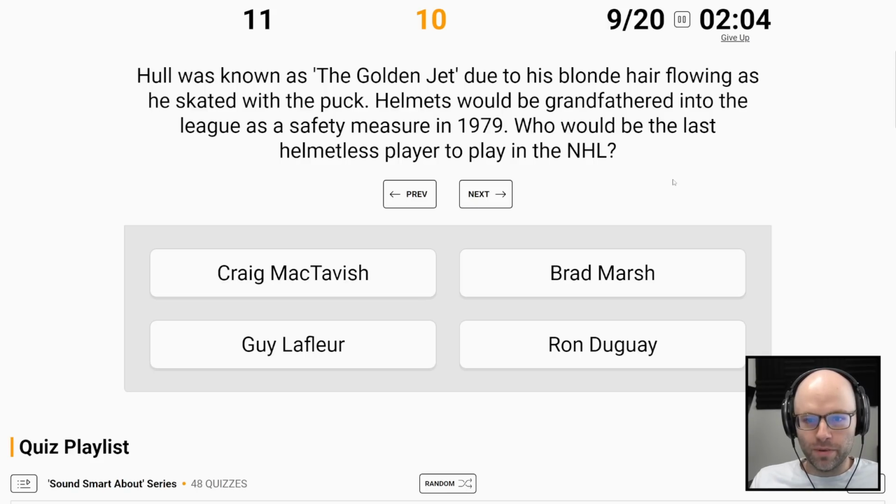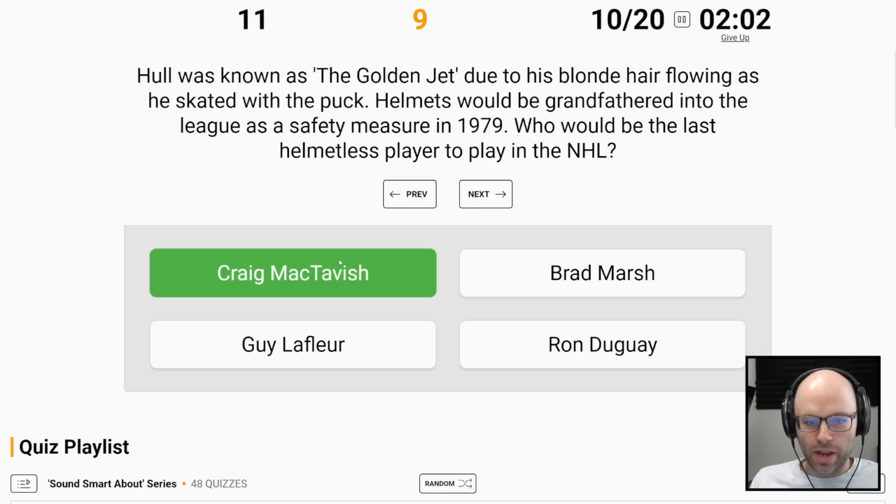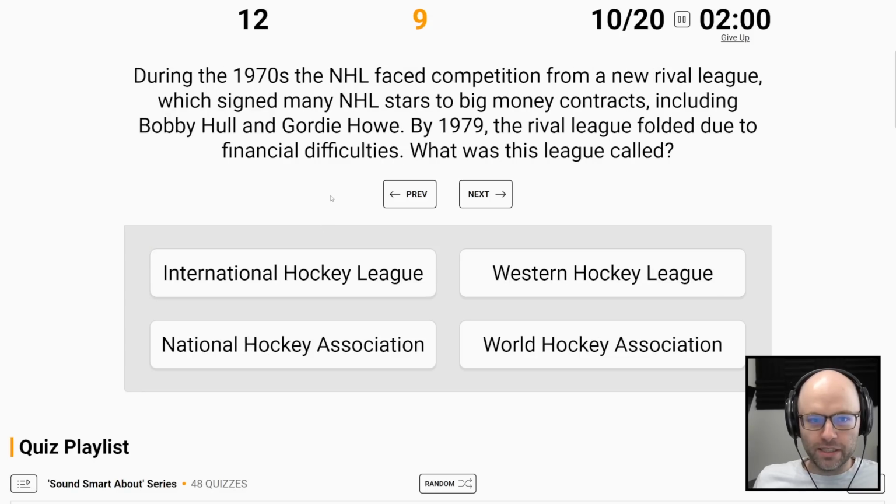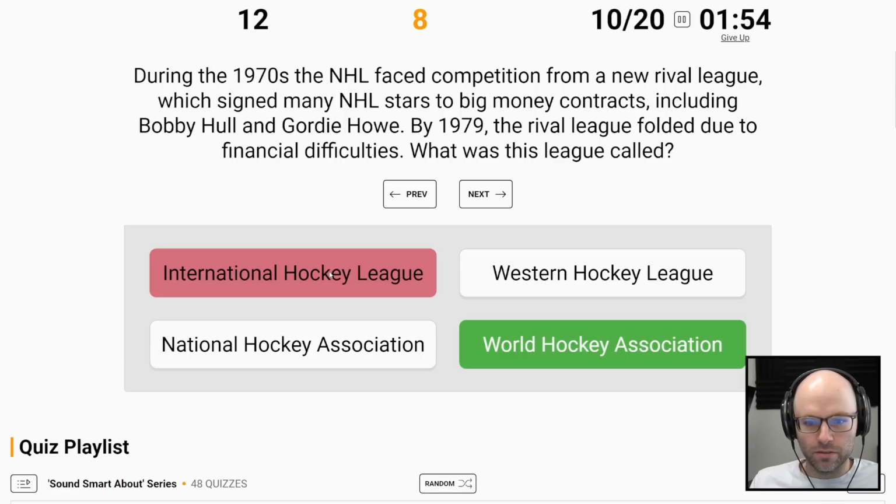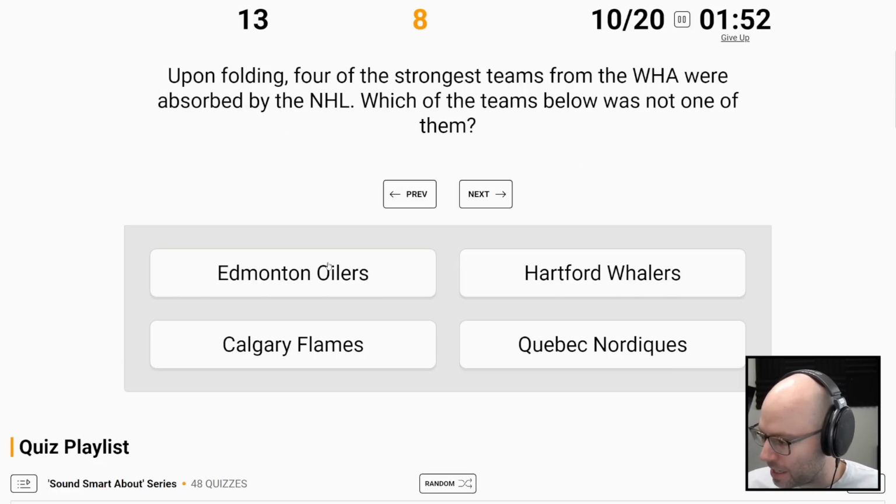Who was the last helmetless player in the NHL? That's Craig MacTavish. During the 1970s, the NHL faced competition from the IHL. What was it called? It was called the IHL. What? I'm bad.